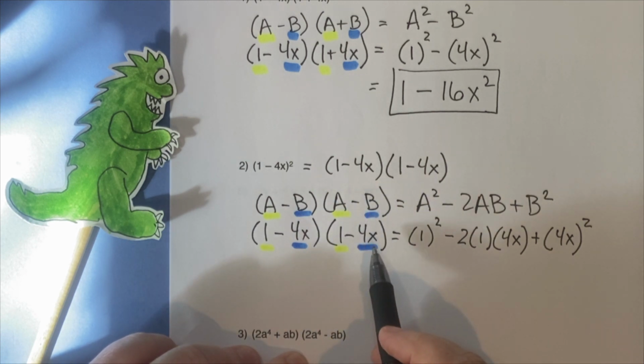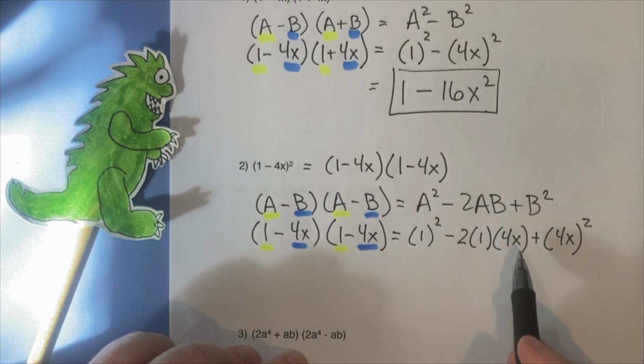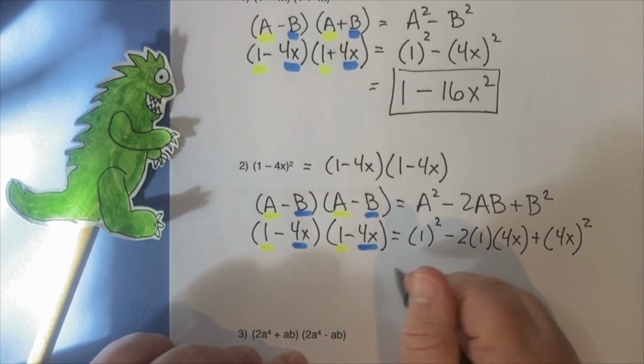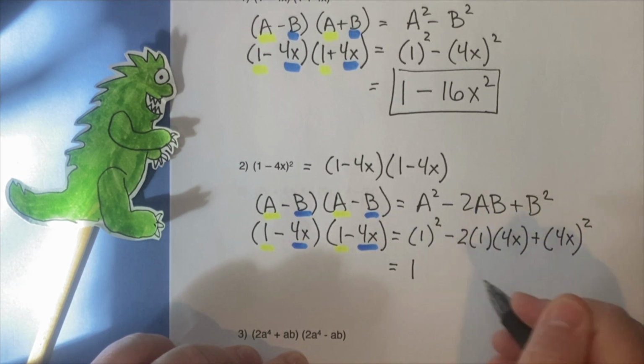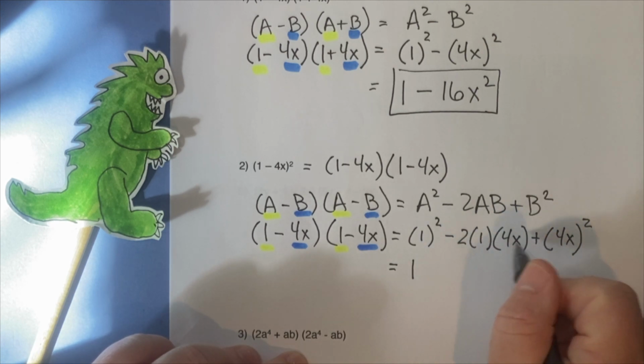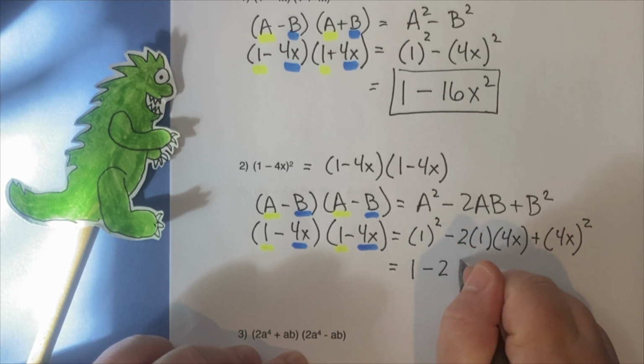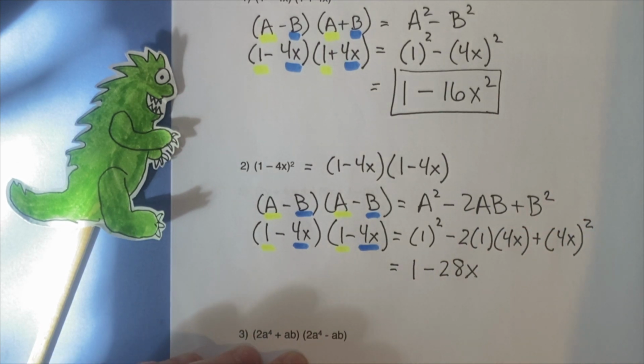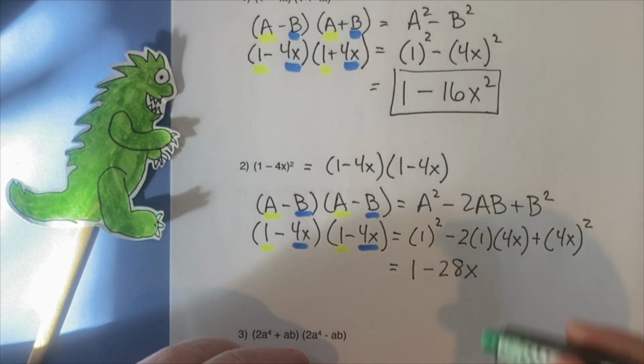So B is 4x. So this B is going to be 4x, and then I get B squared, which is 4x, the quantity squared. So the whole thing is 1. And then this is a whole lot, but I'm going to get negative 28x. Oh, I'm not going to get negative 28x.